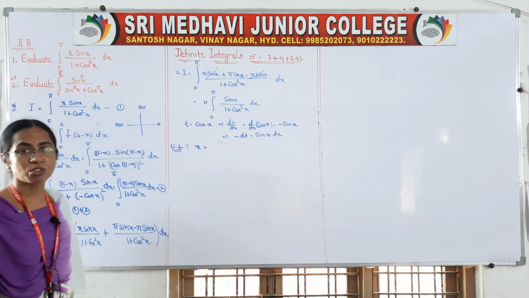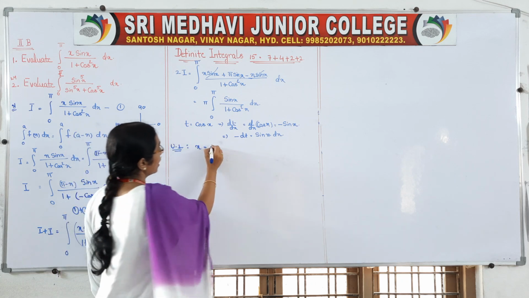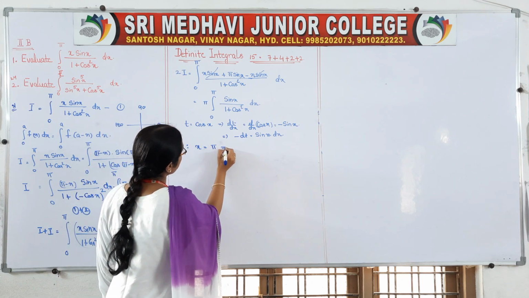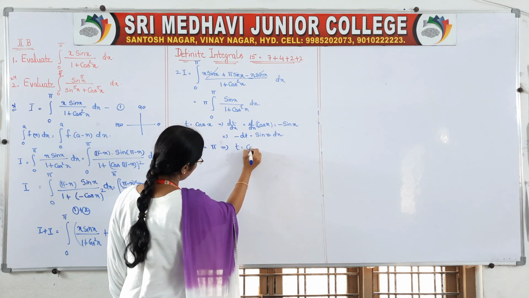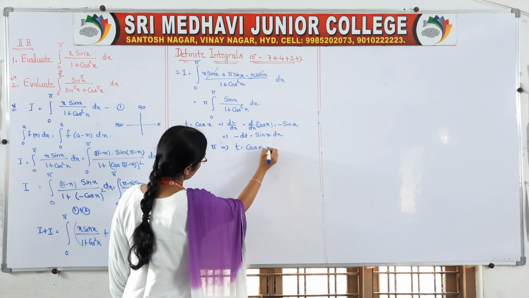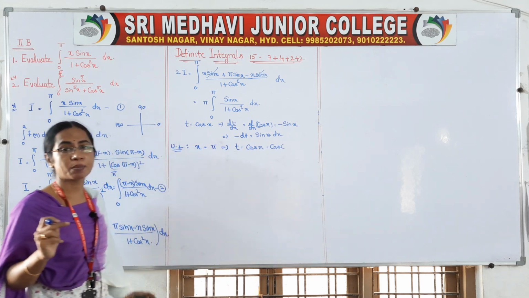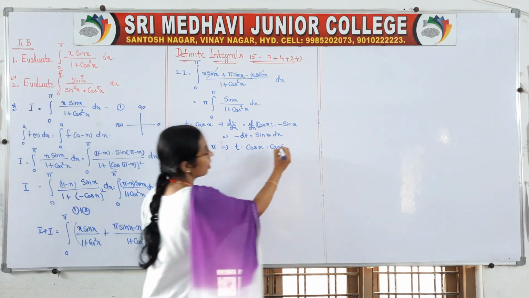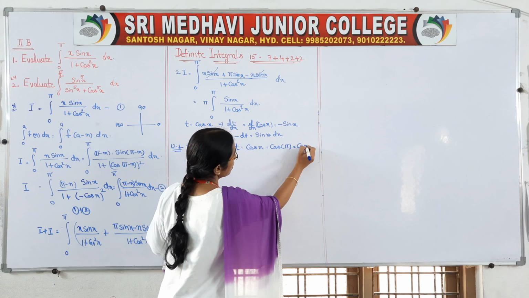The question is with respect to x, which means the limits will be for x values. So x is equal to pi implies what will be your t? t is equal to cos x. The x value we have taken as pi, so it is cos pi. Pi means 180, so it is cos 180.